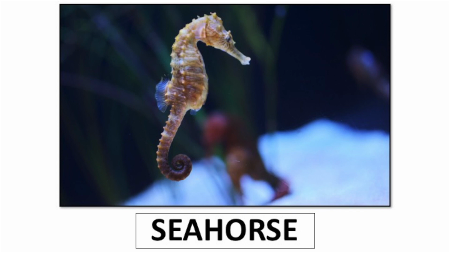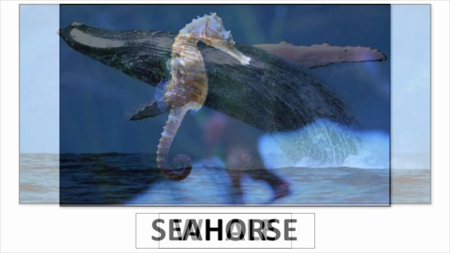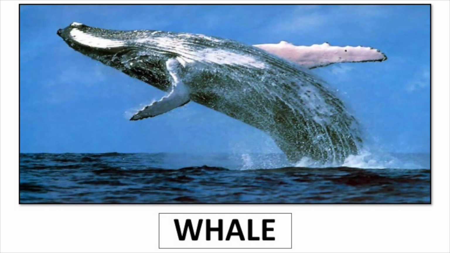And here, does anybody know this animal? Seahorse. Notice why it's called a seahorse. What does it look like a little bit? Looks like a horse, but it lives in the sea. So we call it seahorse. And then at the bottom, you can see its tail here. Where does the seahorse live? In the sea.